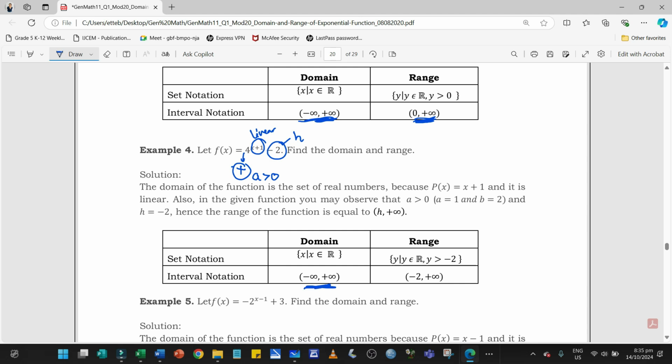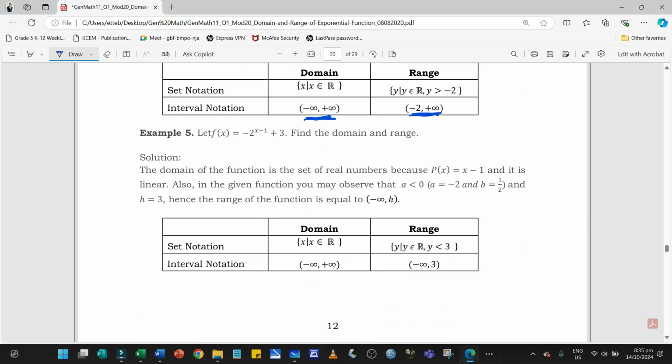And if we write that in set builder notation, we have x such that x is an element of the real numbers. Now what is our range? Since a is greater than 0, we use h to positive infinity. What is our h? Our h is negative 2. That's why we have negative 2 to positive infinity.